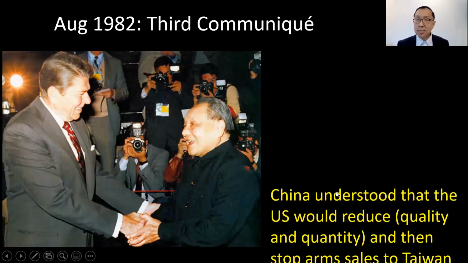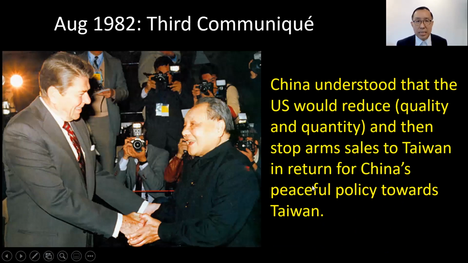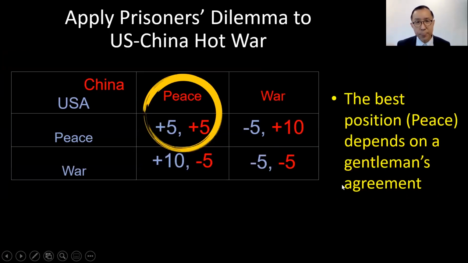Secondly, in the third communique between Deng Xiaoping and Reagan, China understood that the US said they would reduce arms sales to Taiwan in return for China's peaceful policy towards Taiwan. Well, suppose from the Chinese point of view they have been peaceful towards Taiwan, but why is the US continuing to sell arms in quality and quantity to Taiwan?